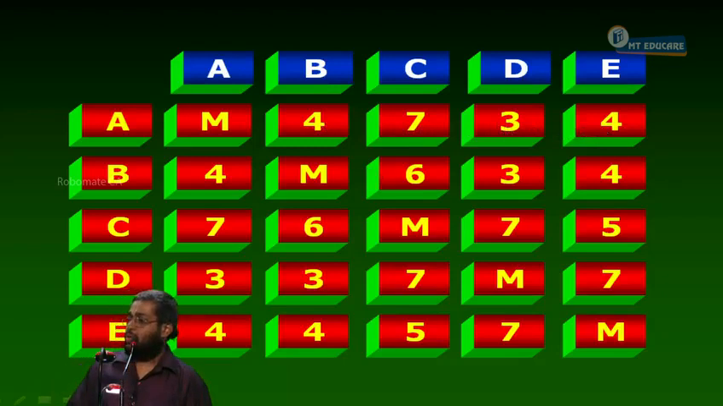Now, second row. What is the least number in the second row? 3. 4 minus 3? 1. M minus 3? M. 6 minus 3? 3. 3 minus 3? 0. 4 minus 3? 1.